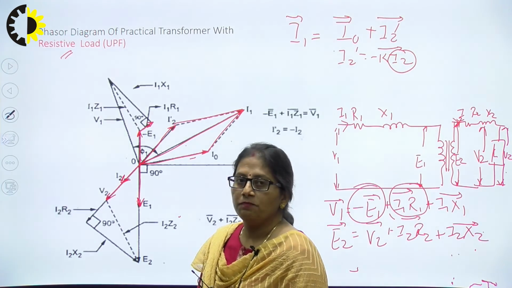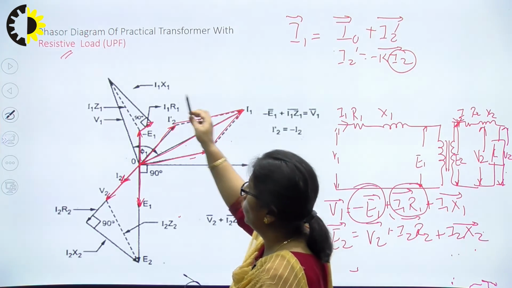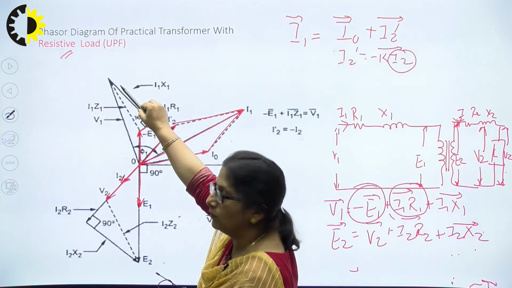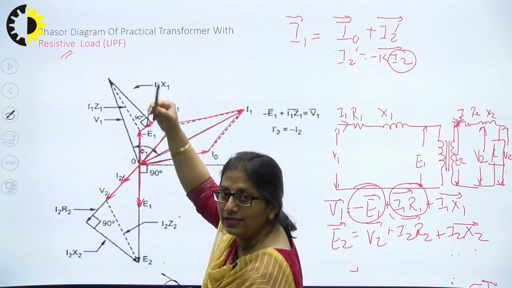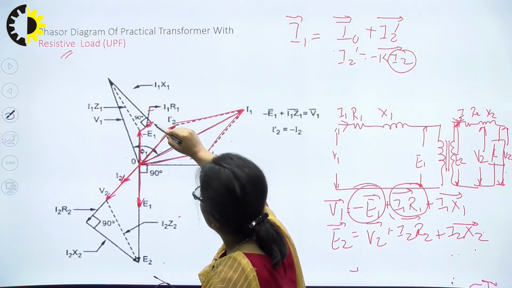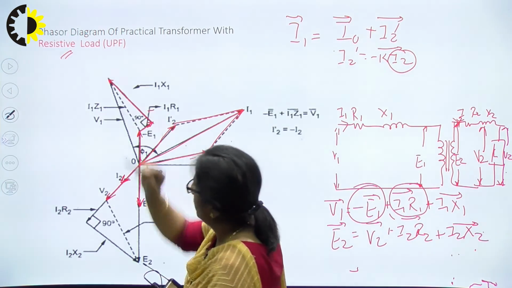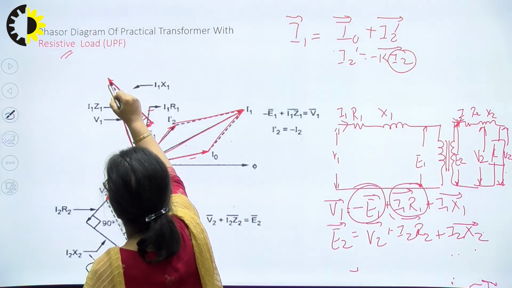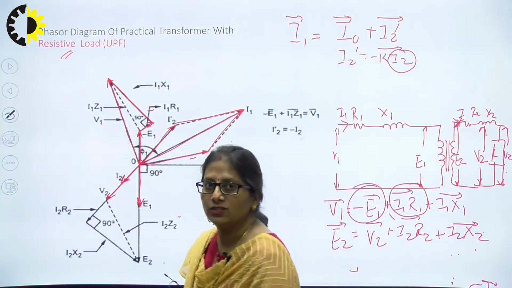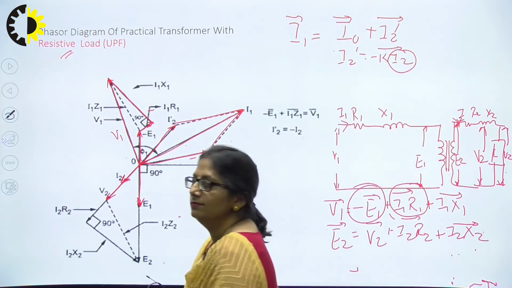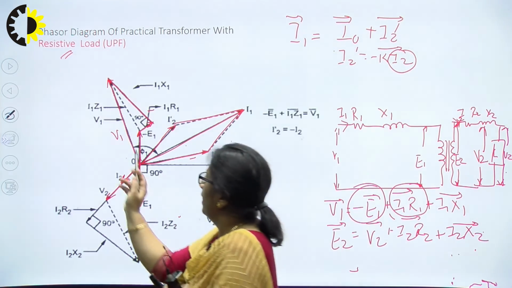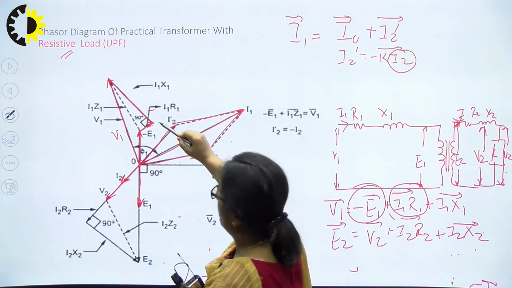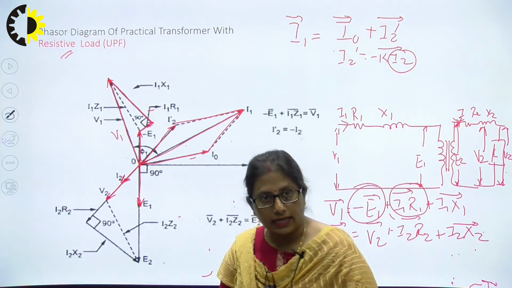Now next is I1 X1. That is a purely inductive voltage. It has to lead the current by 90 degrees, or the current has to lag the voltage by 90 degrees. So I'll draw a phasor leading the current by 90 degrees. I'll now put up the final phasor. Obviously, this final phasor has to be V1. Now it can be seen very easily that V1 is equal to minus E1 plus I1 R1 plus I1 X1.